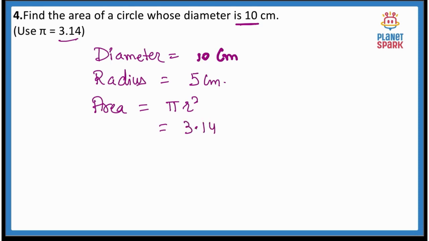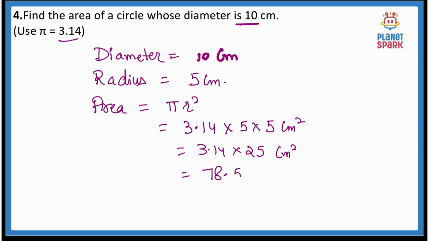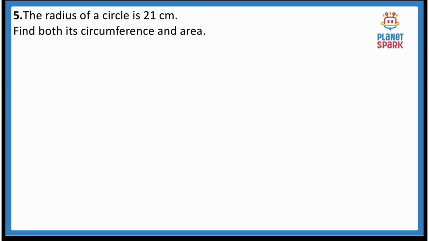So 22 by 7, we cannot put the value over here because the question mentions take the value of pi as 3.14. Just remember, it is my choice. I can choose the value of pi as 22 by 7 or 3.14. But if specified, please stick to that value, like specified over here. So my value would be 3.14 into 25, which is 78.5 centimeters square.